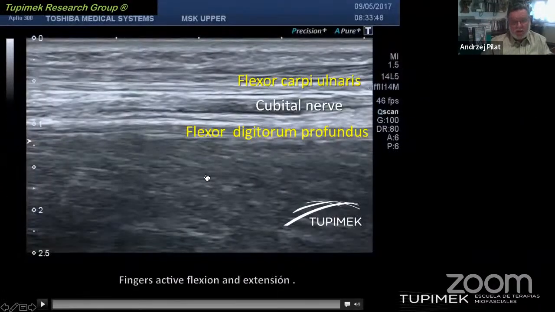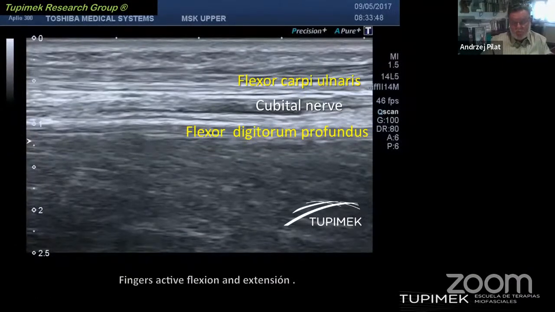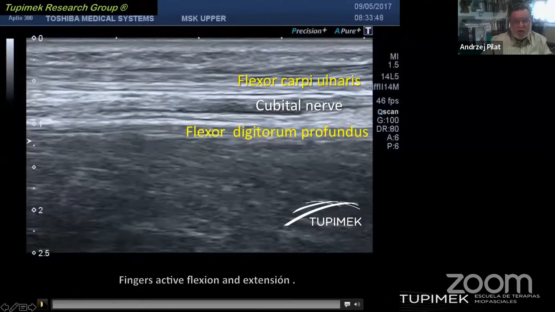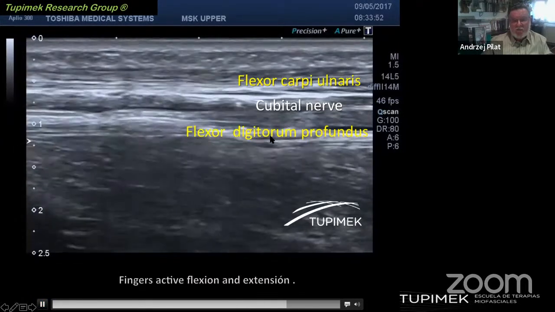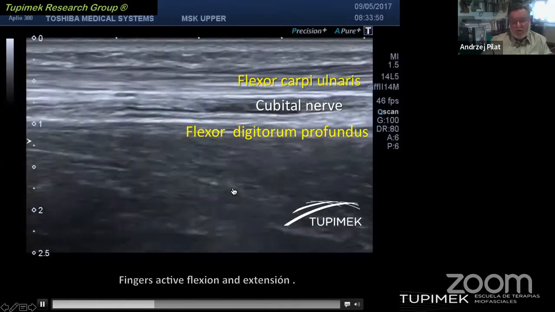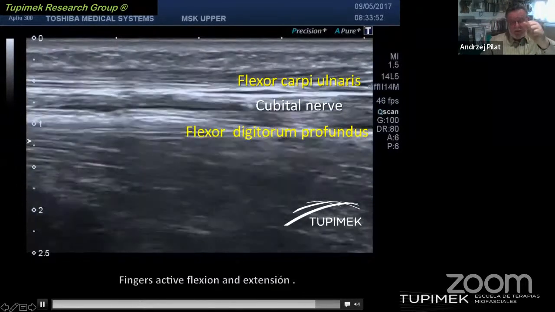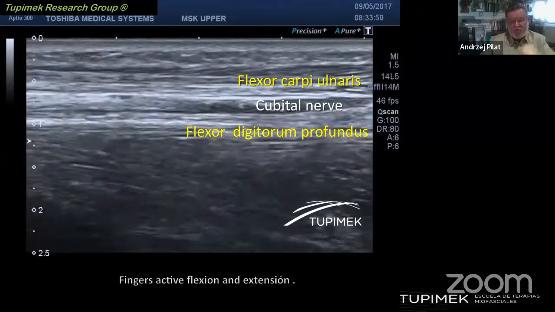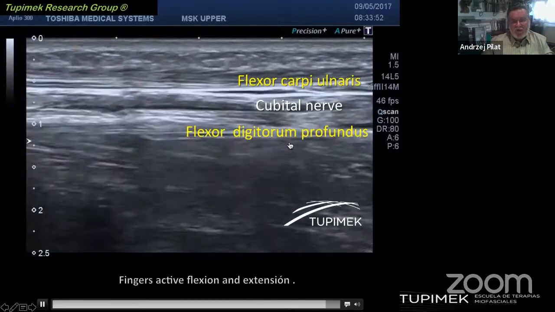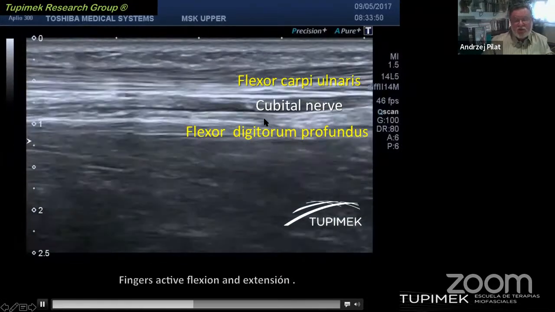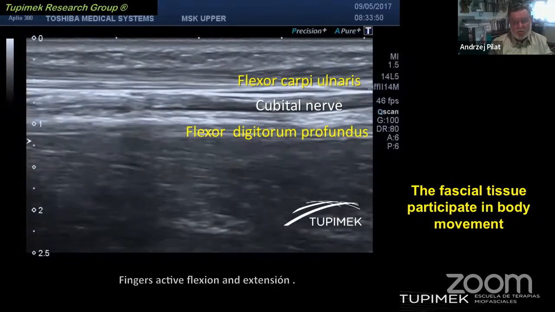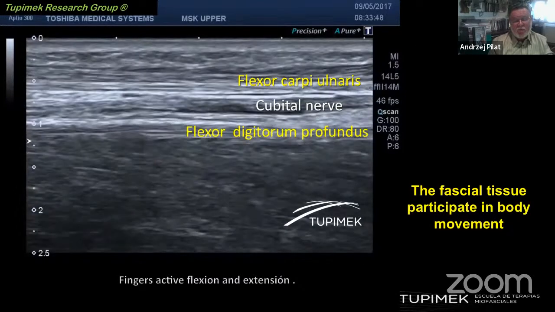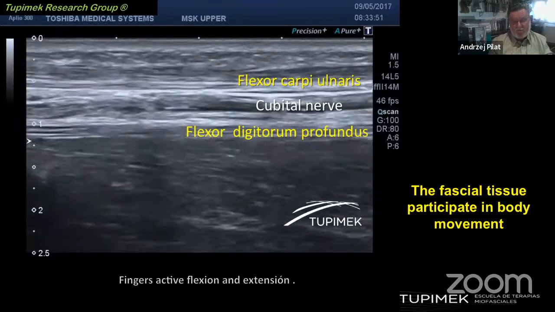This is one of our researches related to this kind of process of movement between different structures. They move together. This is the flexor carpi ulnaris muscle. This is the cubital nerve. The flexor digitorum profundus. The person moves the fingers all the time: extension, flexion, flexion, extension, and observe that these three structures move together. So the fascial tissue participates in body movement. It is impossible to have movement without participation of the fascia.